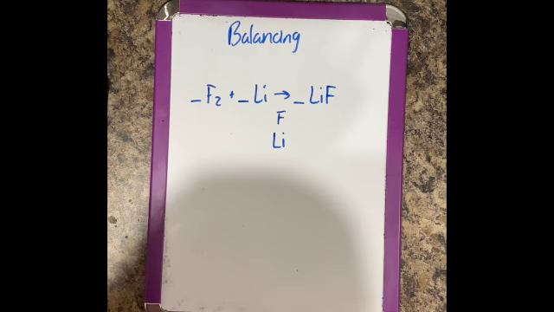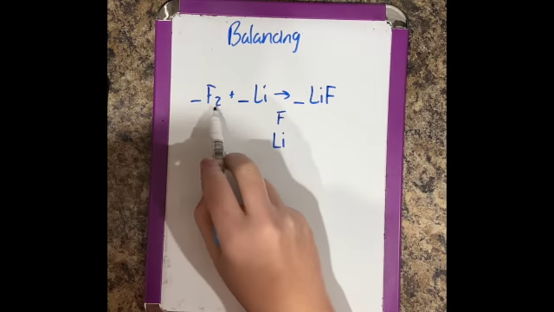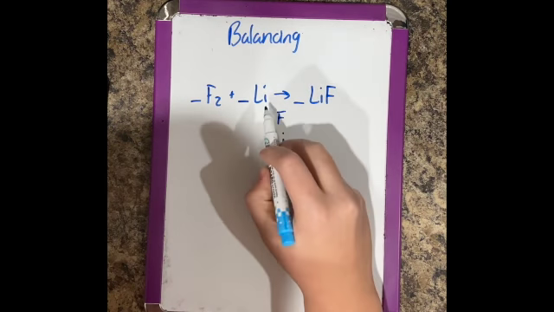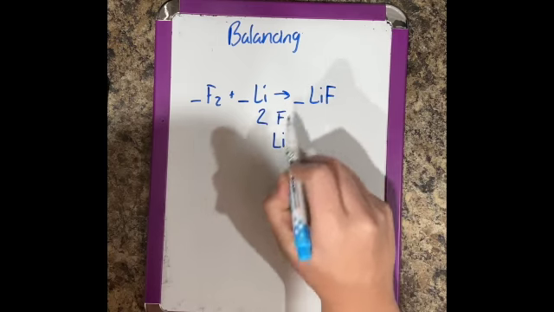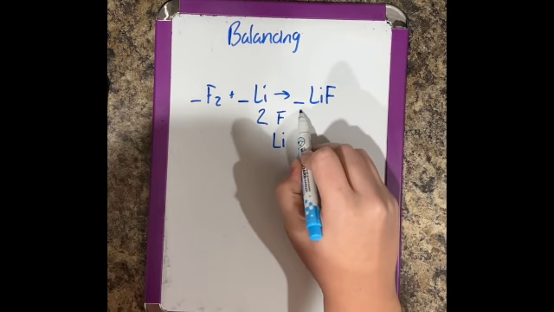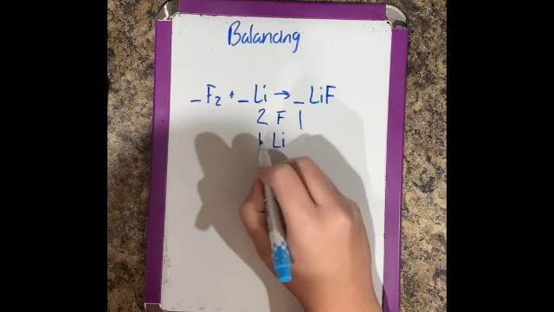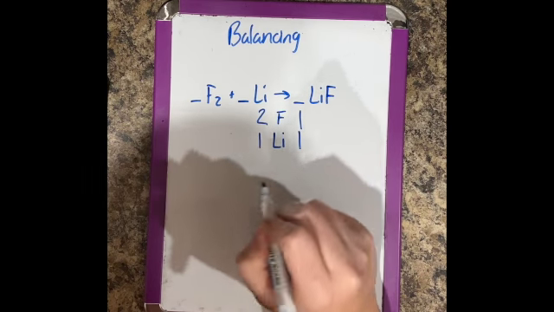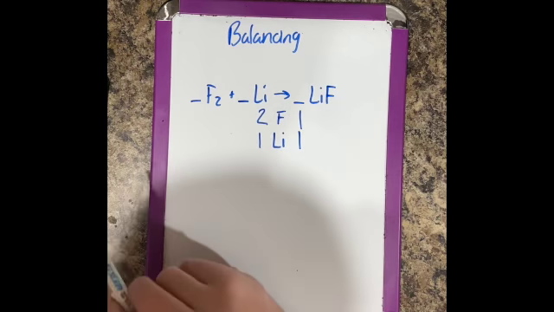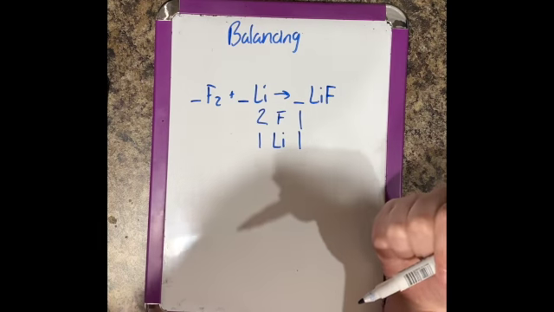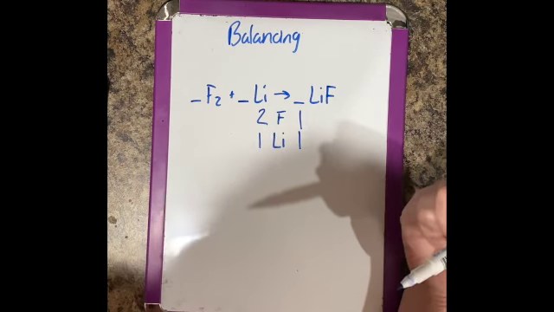Second step, write how many of each element you have on each side. So on this side, we have 2 F's because there's a 2 right there. On this side, we only have 1 F because there's not a number. For Li, we have 1 on this side and we have 1 on that side. Okay, you've got to make sure these numbers are the same on both sides. In this case, F is not.